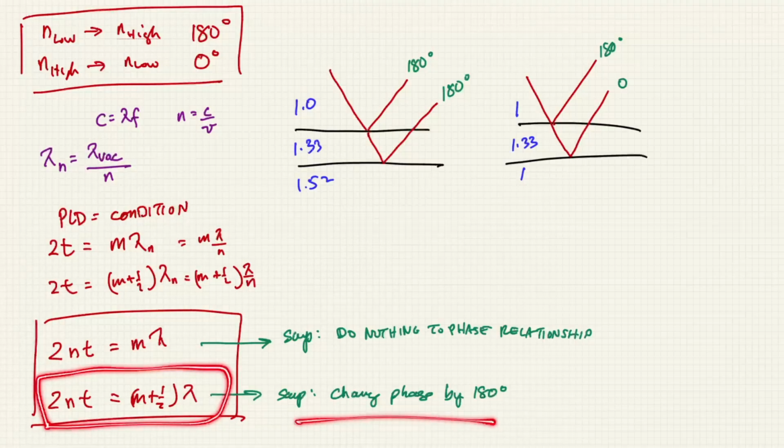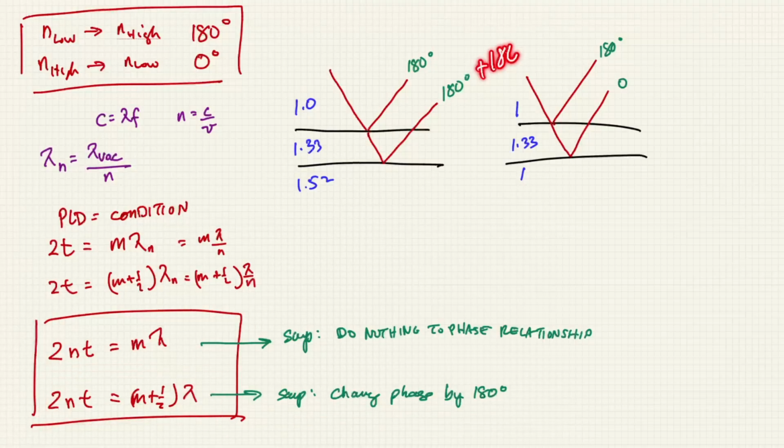Change the phase by 180. In other words, come over here and add 180 to the second one. So now what do we have? We have 180 and 360. Are those different? Yeah. They're 180 degrees out of phase, and so this is going to be destructive.